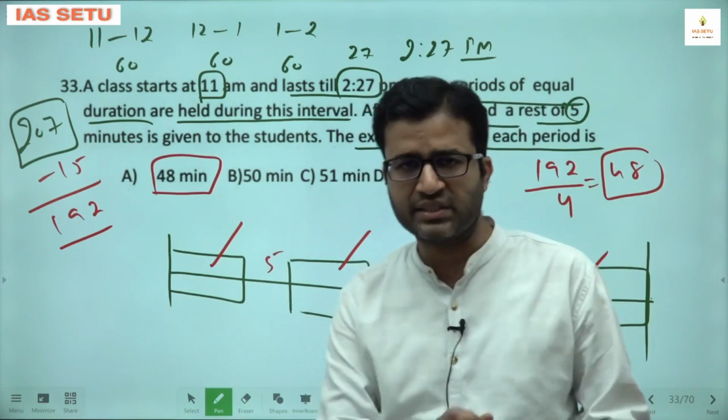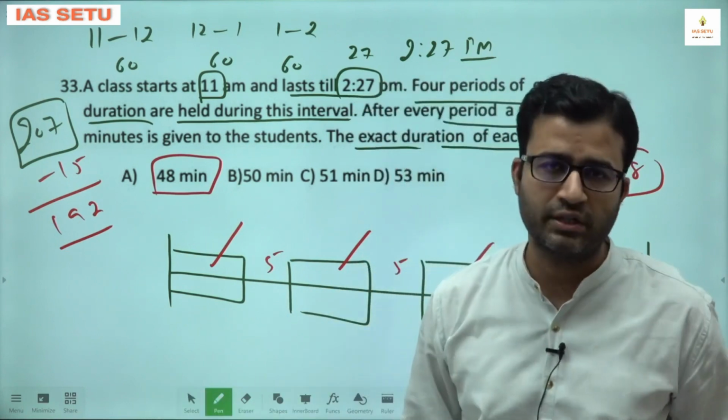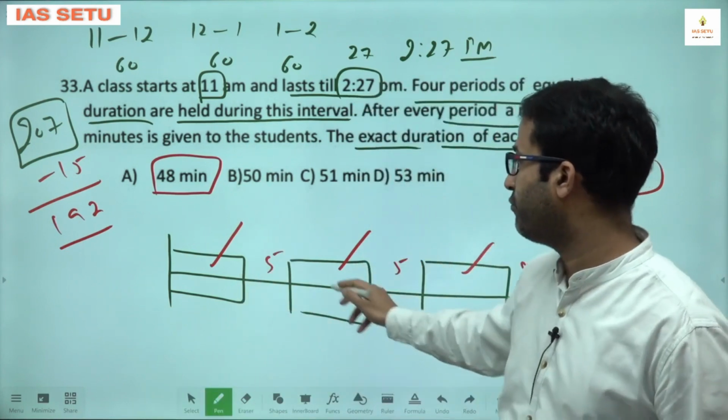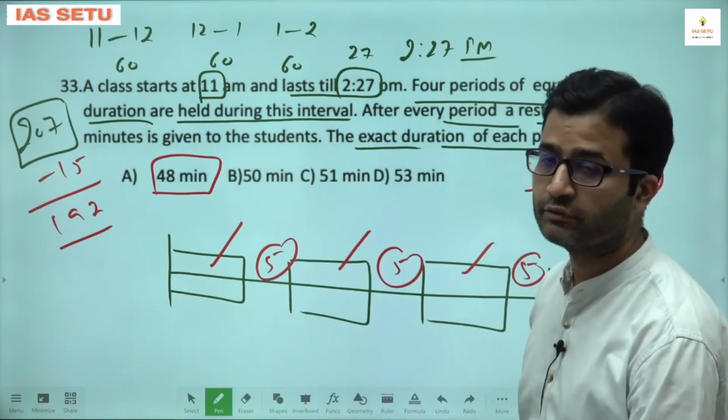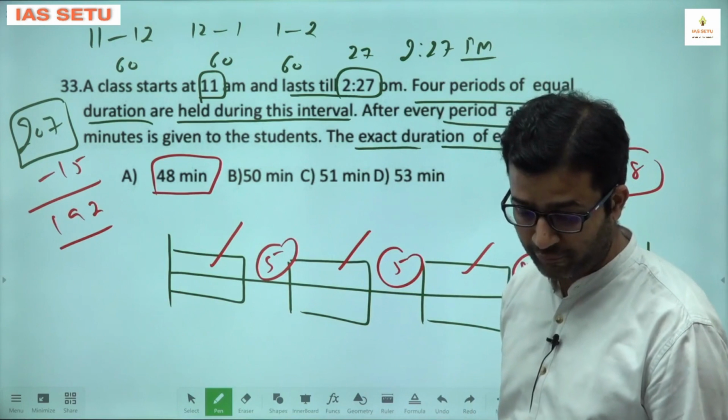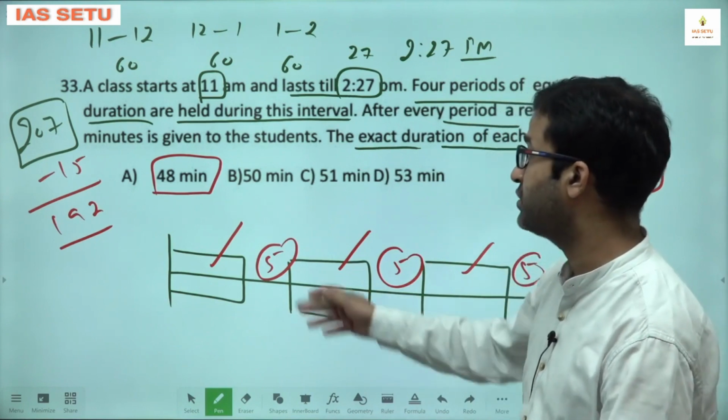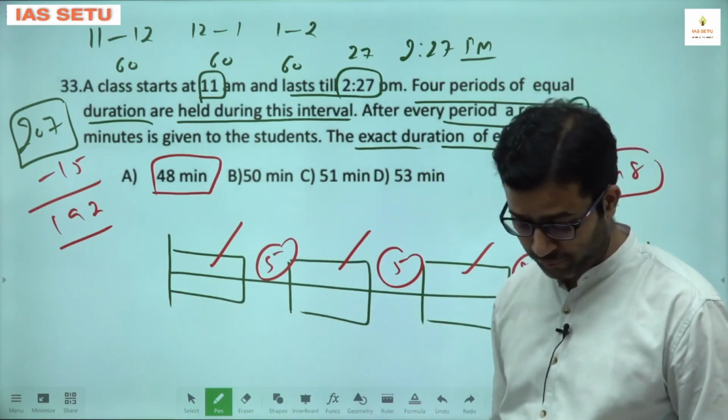And a very simple method: 60, 60, 60, 27 minutes, 207 minutes. There are 3 gaps of 5 minutes, so 15 minutes we deduct. So here the total duration for the periods is 192, where we have 4 periods. So here it is 192 divided by 4, we get the answer.